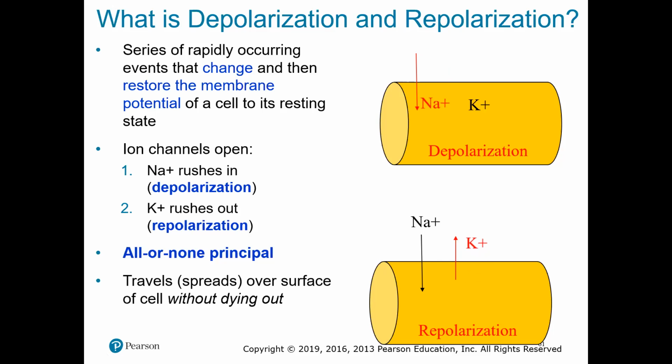If we hit threshold, we're going to have a depolarization event. We're going to have an action potential. If we don't hit threshold, then it doesn't matter. We didn't get an action potential. But once it starts, it will run until it's finished. It will not die out halfway through. It will run until it's done.